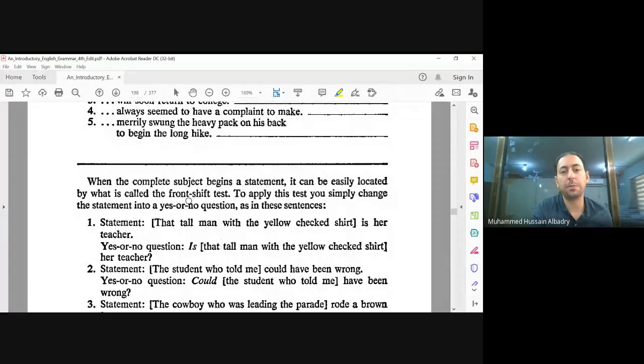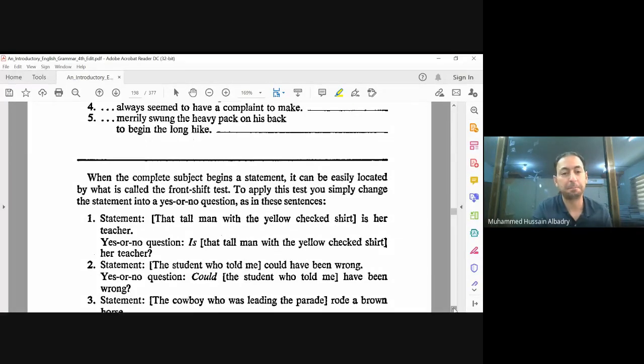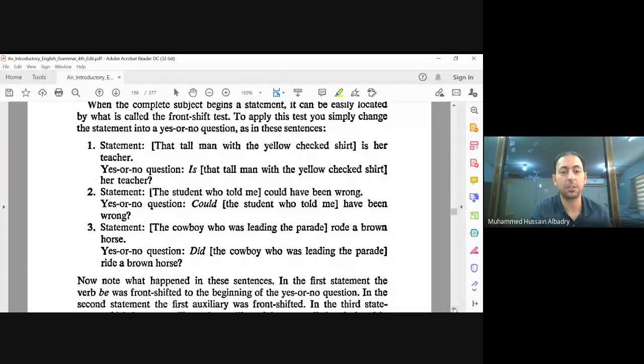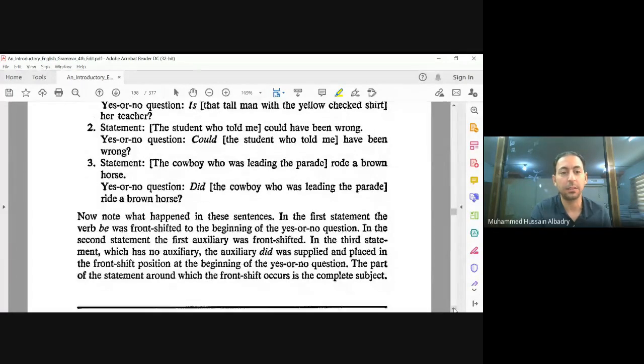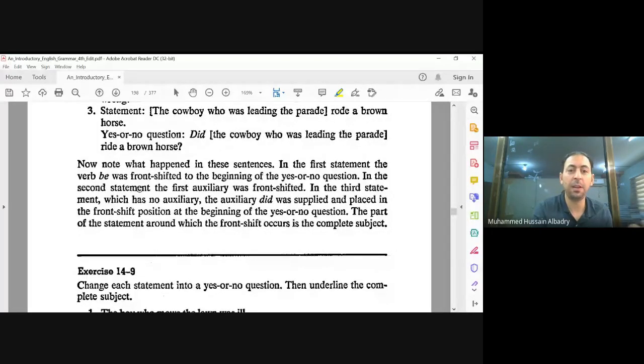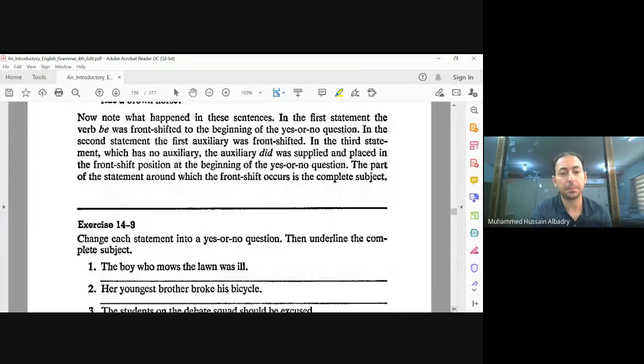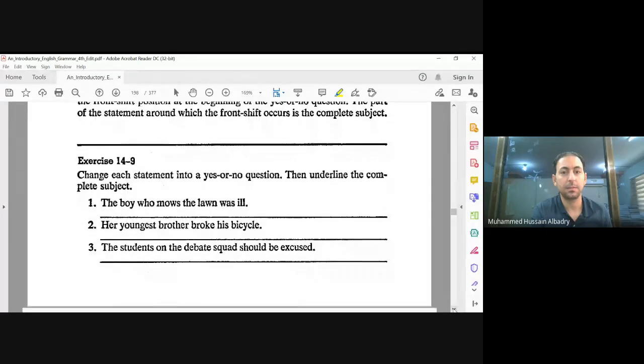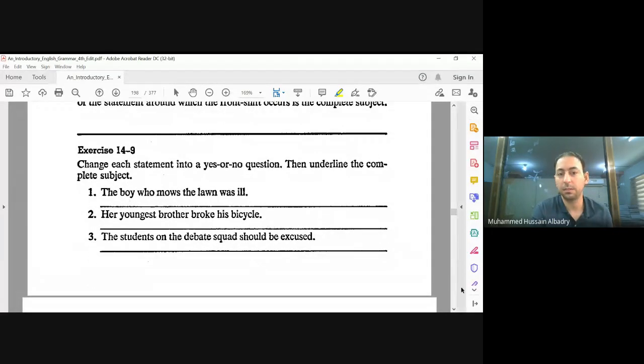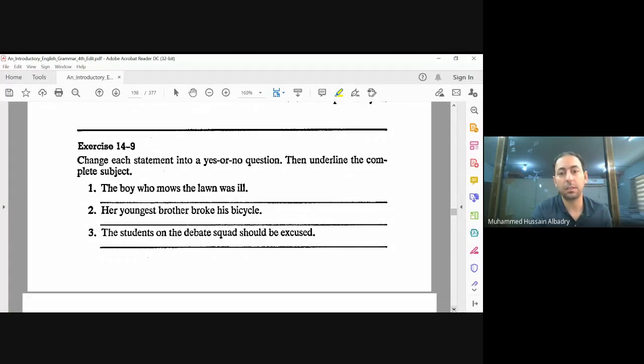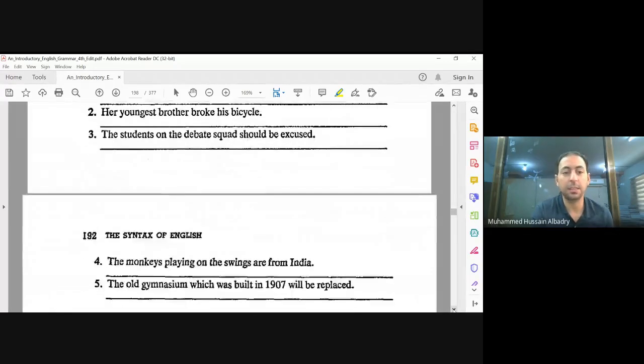هي يقول لك when the complete subject begins a statement. Here statement, question, how to make a question, yes no question, is how to ask, could. I think it's easy. You are familiar with it. شلون تخليه بالبداية when you make a question you ask, use the auxiliary or the main verb. إذا عندك تستعمل is و are. يقول لك شلون تحولها إلى question. Her youngest brother broke his bicycle. What did his youngest brother break?